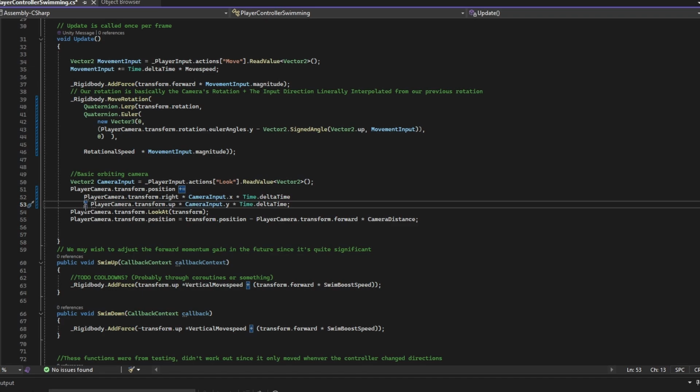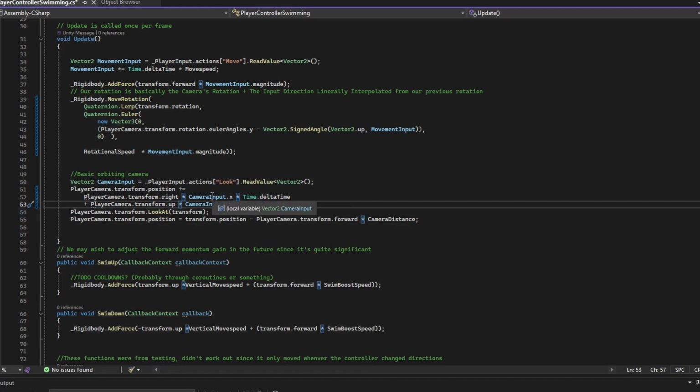So we're adding two different things at once here. First is the transform.right, which is basically the direction to the right of the player camera at the moment, times the input.x, which will be positive or negative depending on if the input is right or left. And then we times it by the delta time, so it's independent of frame rate. And then up here, we do the same thing, but up and down with the Y input. So we're adding all these values together, throwing them into here.